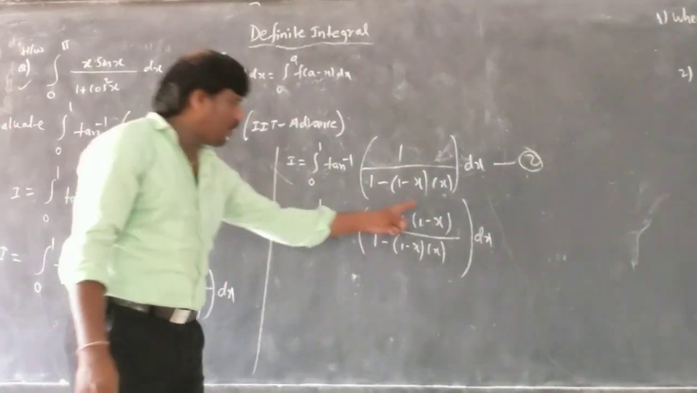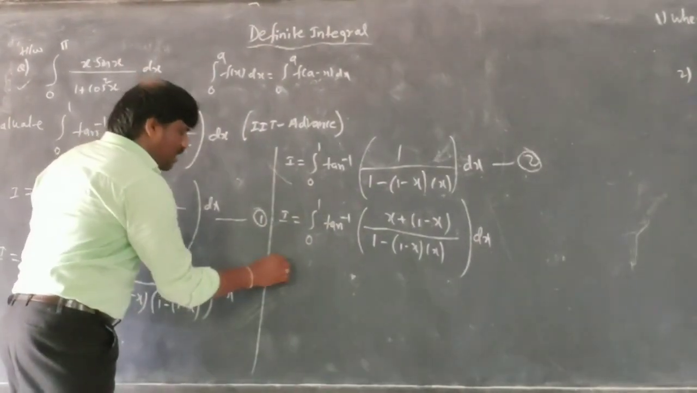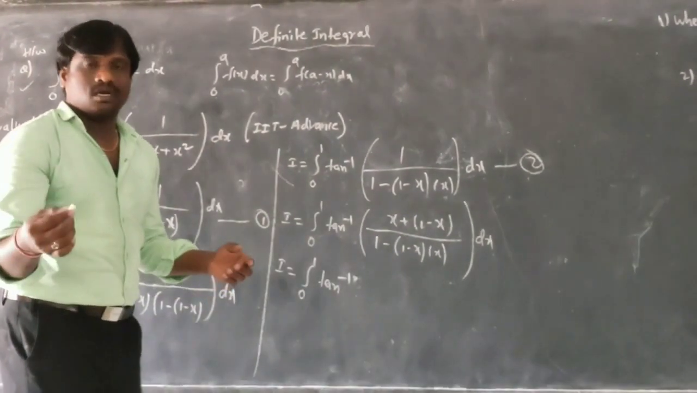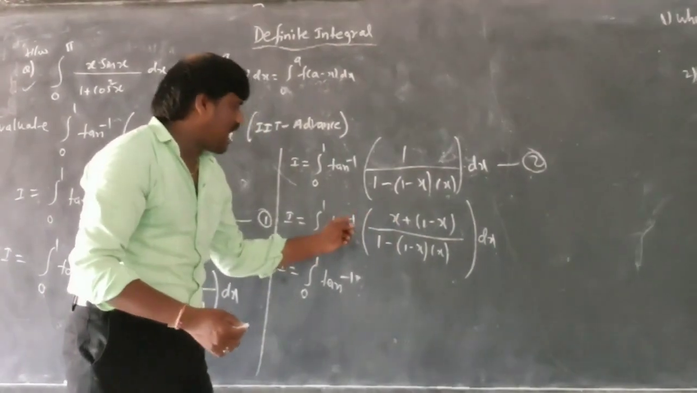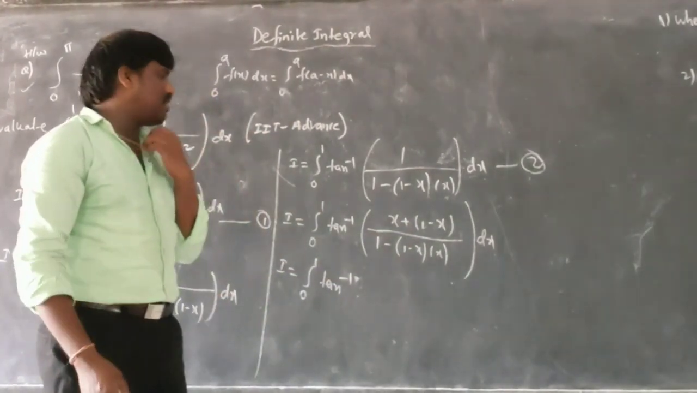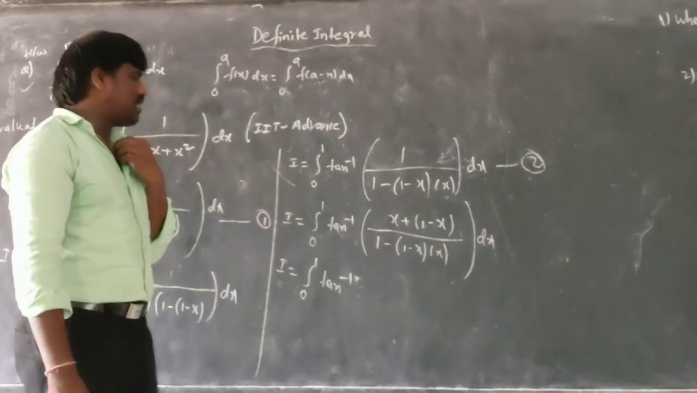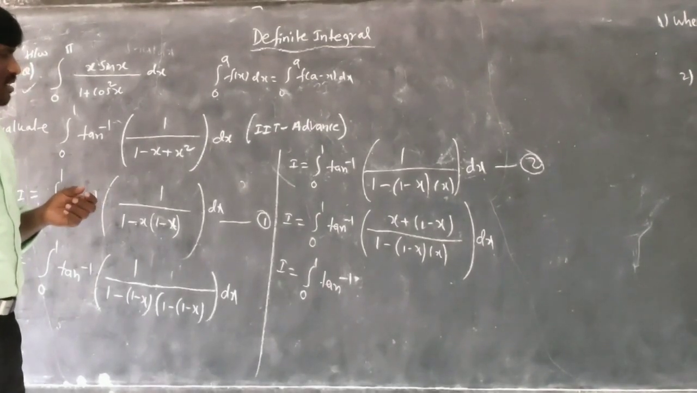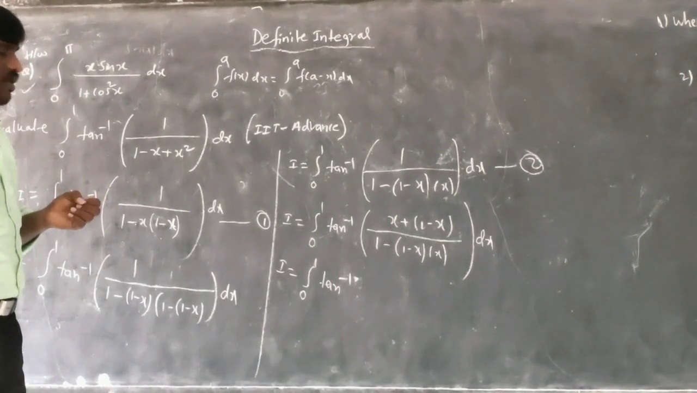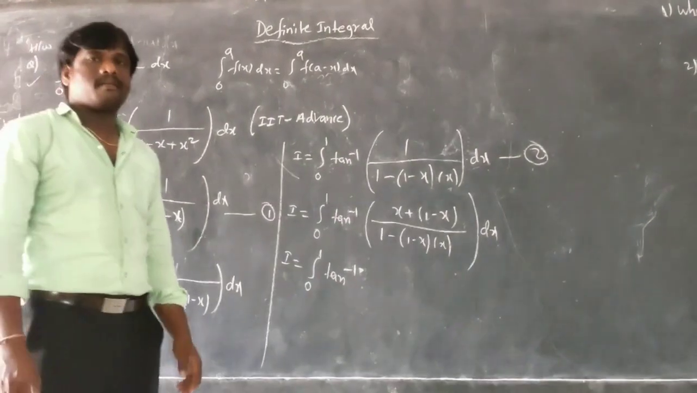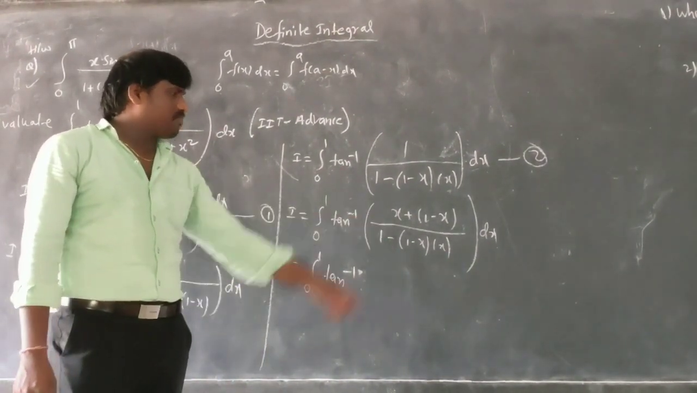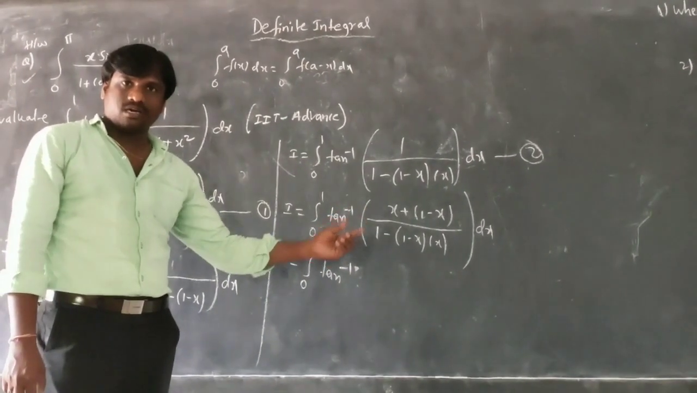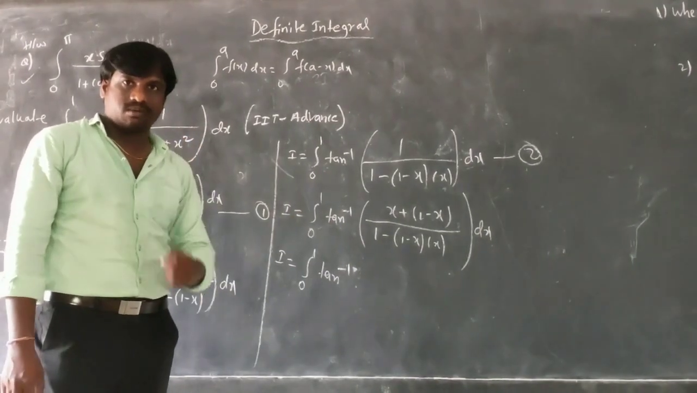Now how this question is going to change: integration I is equal to 0 to 1 tan inverse. Now look at that, suppose tan A plus tan B upon 1 minus tan A tan B. Like that, if I apply tan inverse of x plus 1 minus x upon 1 minus x into x, that is what I have to find, right? So what is the formula for this one? Tan inverse of x plus y upon 1 minus xy. You have inverse trigonometry, right?